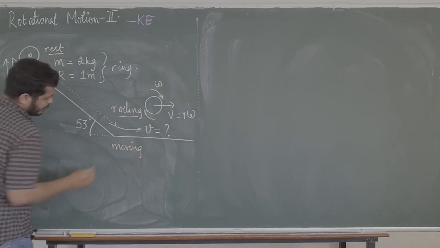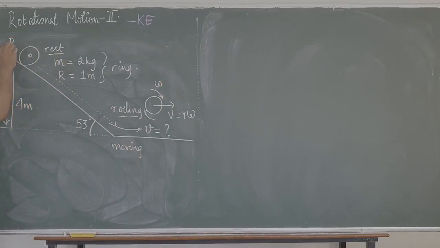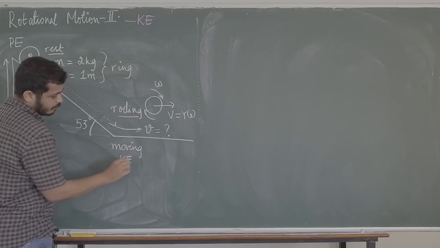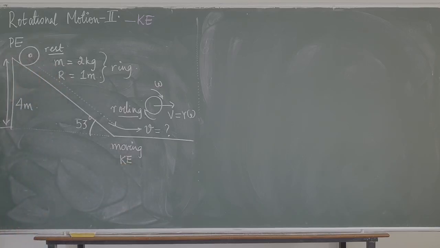So we can say here the object has potential energy, kinetic energy is 0. Here the object is moving, so the object has kinetic energy, but potential energy is equal to 0. दोनों जगह हमने एनर्जी निकाल लिया.